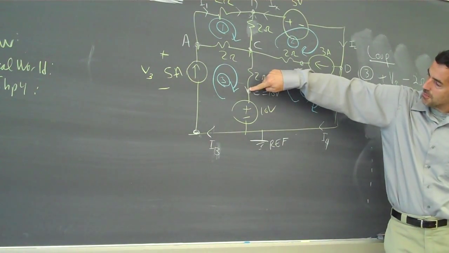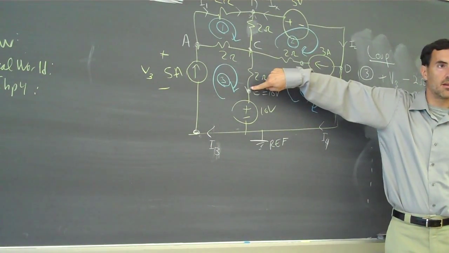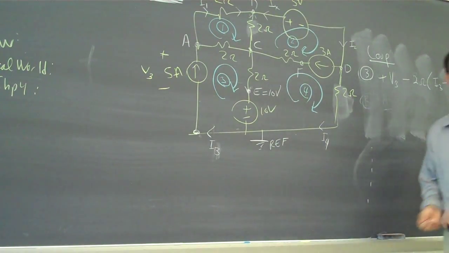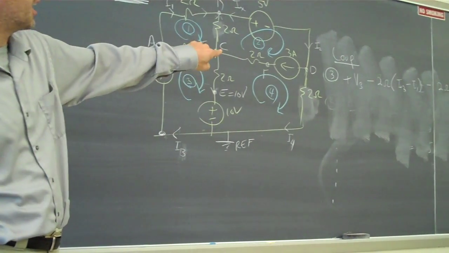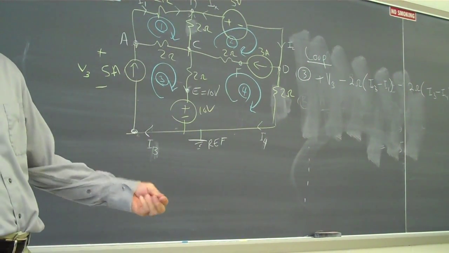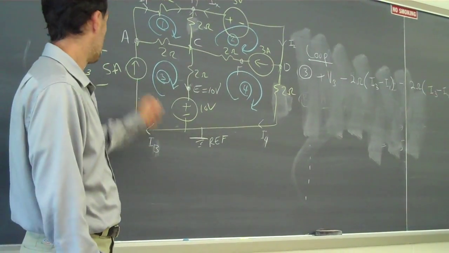Now finally I have to go from here down to there. Should I subtract 10 or add 10? Subtract, yep, because I'm going plus to minus. And that's my equation for loop 3. In the process, I introduced an extra unknown, V3. When I introduce an extra unknown, I have to write an equation that captures that unknown.